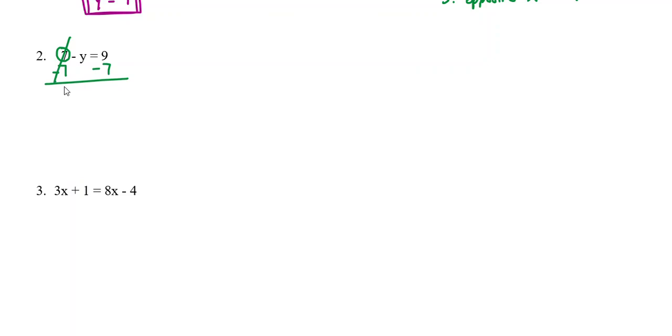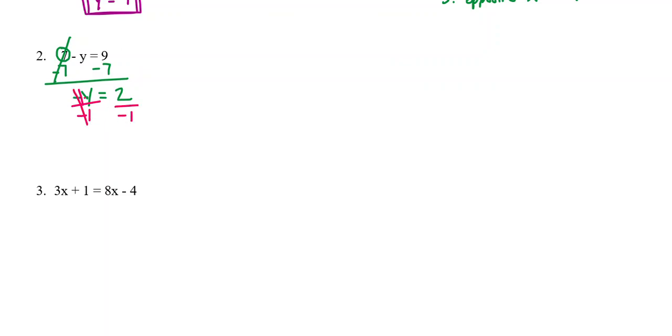7 minus 7 is 0. But that doesn't deal with the negative or the minus sign next to the y. So minus y or negative y comes on down. And then 9 minus 7 is 2. Now you may remember doing problems like this before. Negative y equals 2. Remember that means negative 1 times y equals 2. And the opposite of times negative 1 is divide by negative 1.